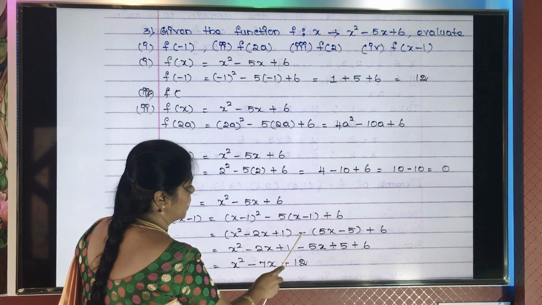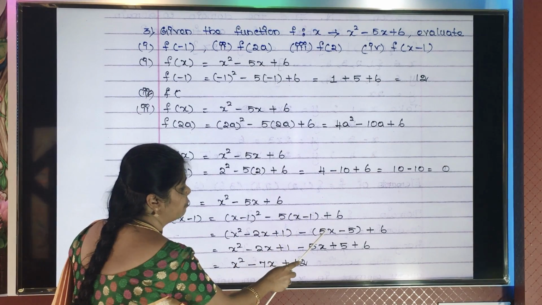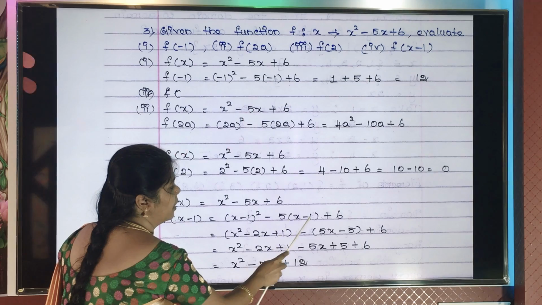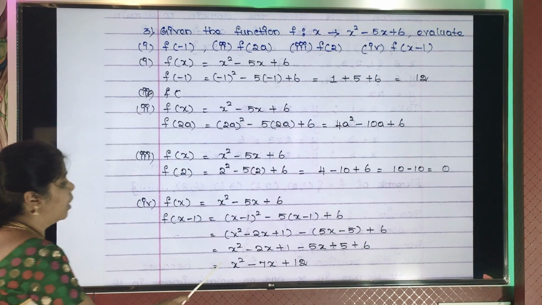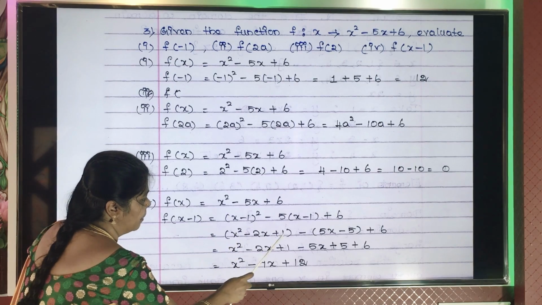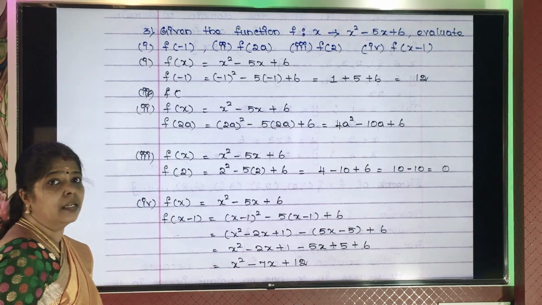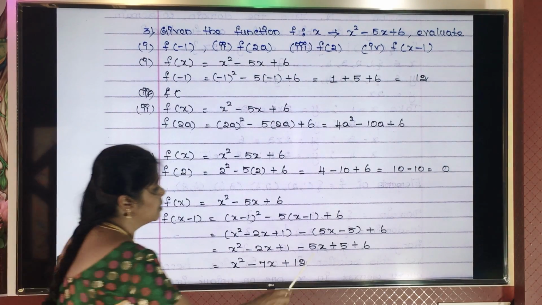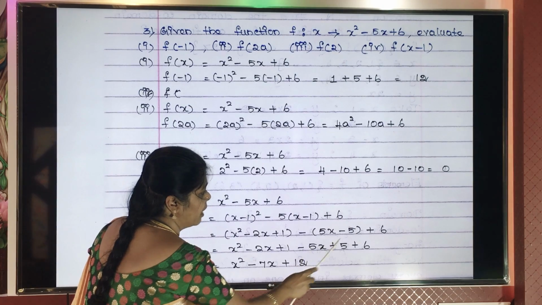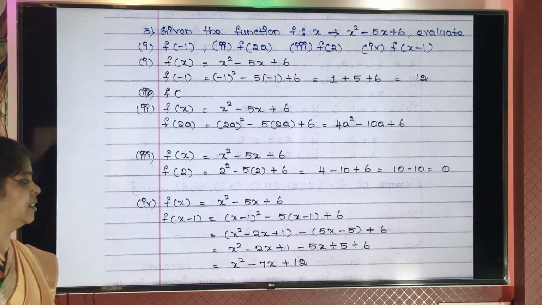Now keep the minus sign here. Take 5 and multiply inside. 5 into x, 5x minus 5 into 1, 5 plus 6. Now next step, keep this as such. When minus sign gets inside the bracket, the sign of the terms will change. So 5x will become minus 5x, minus 5 will become plus 5. Write this plus 6 as such.